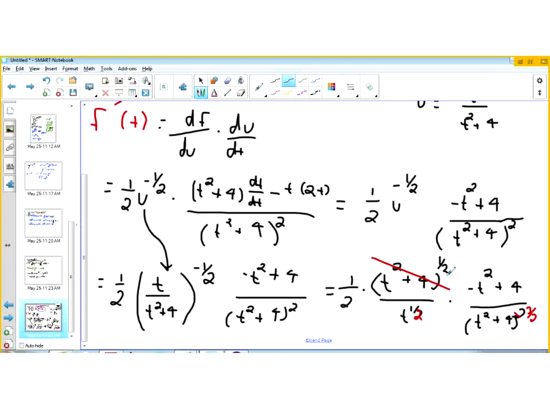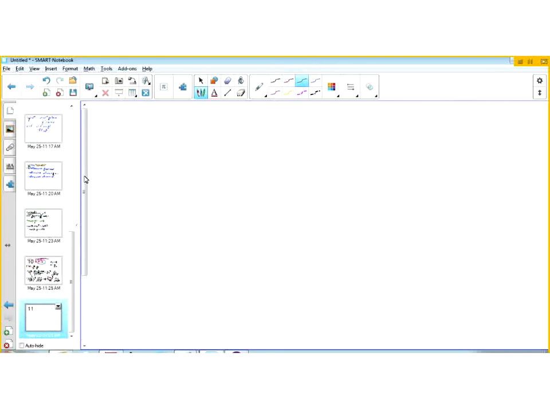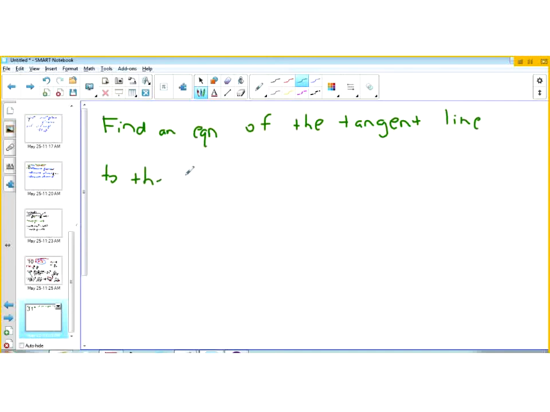All right, what else can we do? Find an equation of the tangent line to the curve at a given point.